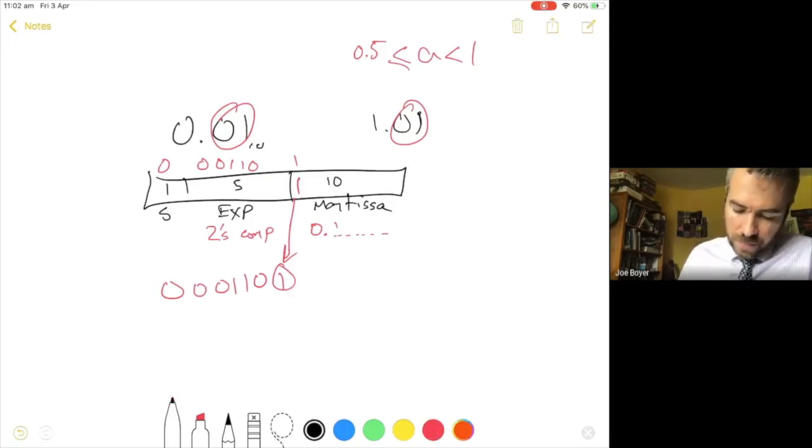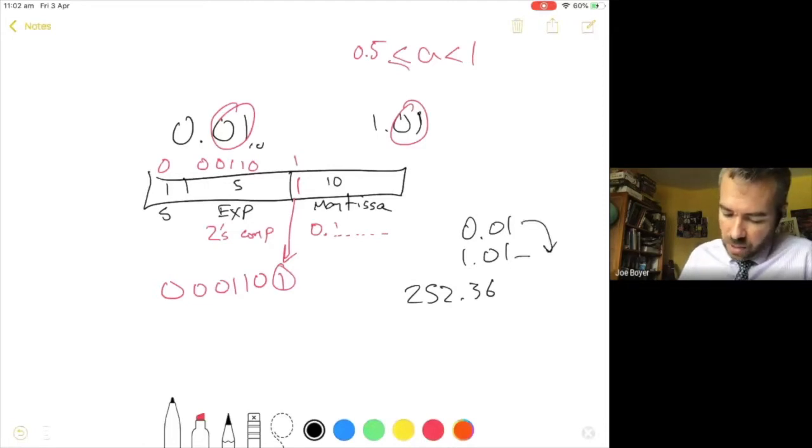So essentially what that means is whatever number we're converting, whether it's 0.01 or 1.01 or 252.36, we're going to be coming up with a binary translation of this string as a series of 1s and 0s, and we always care about the first digit.